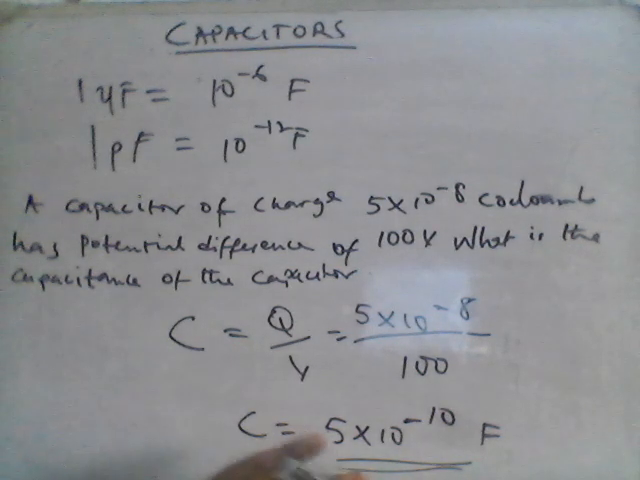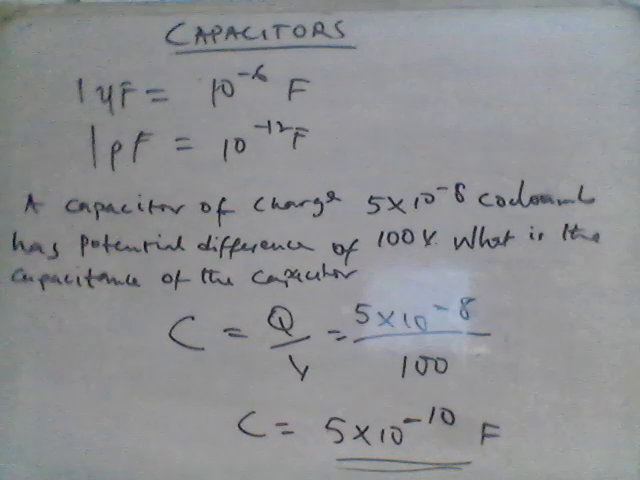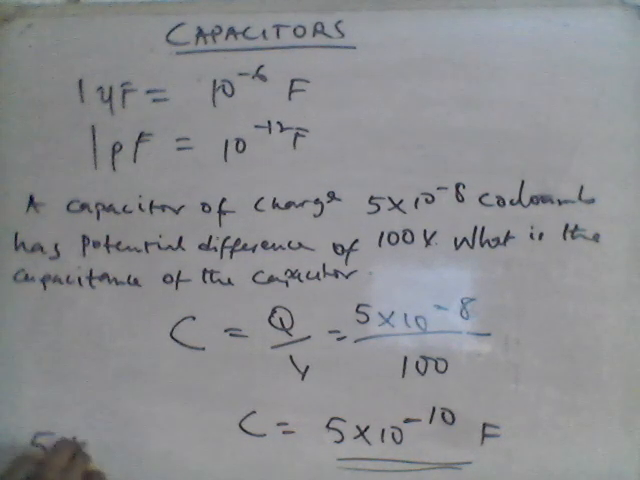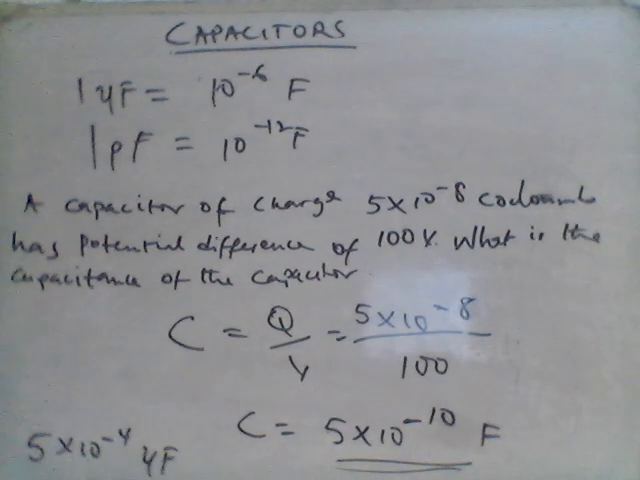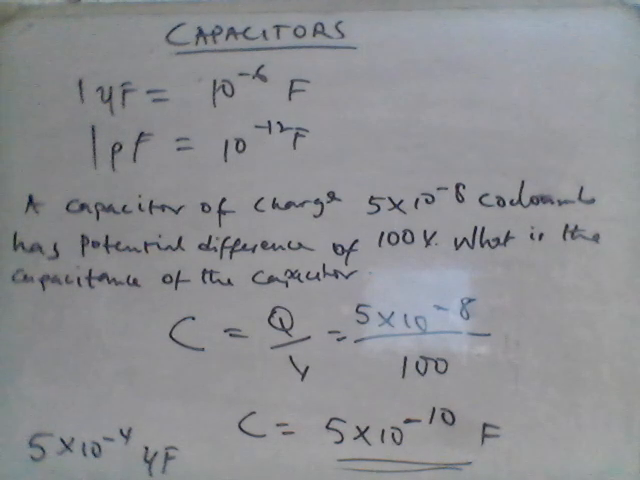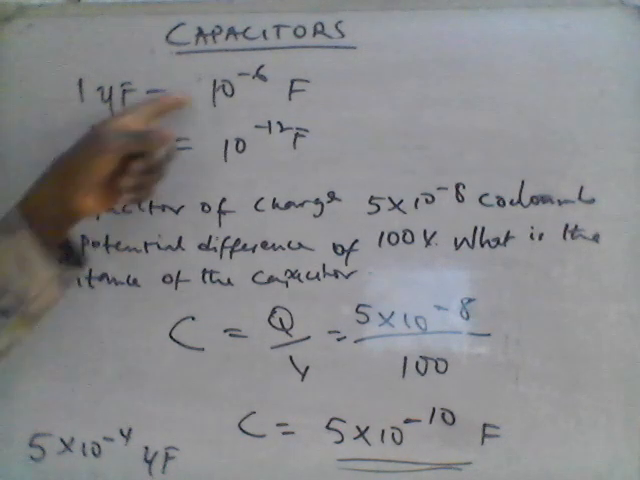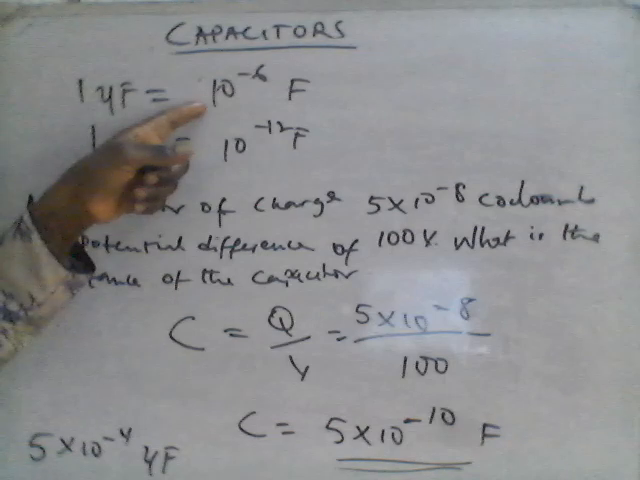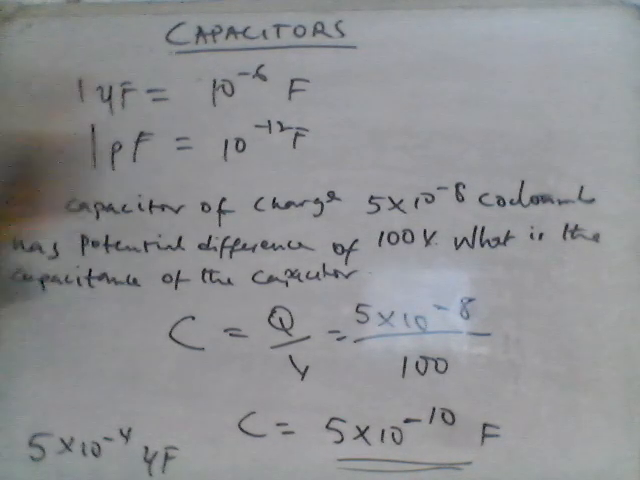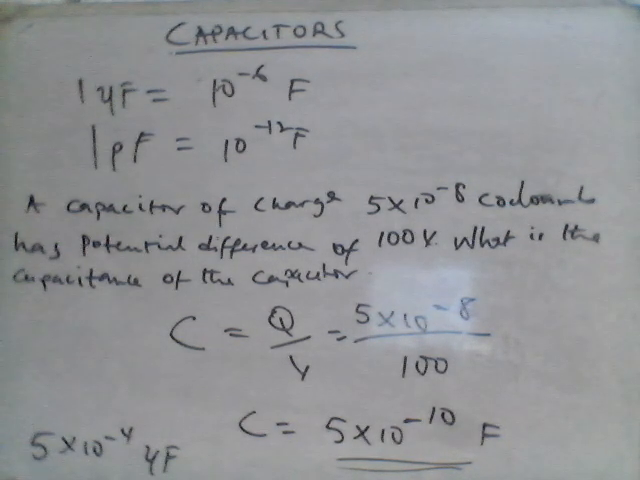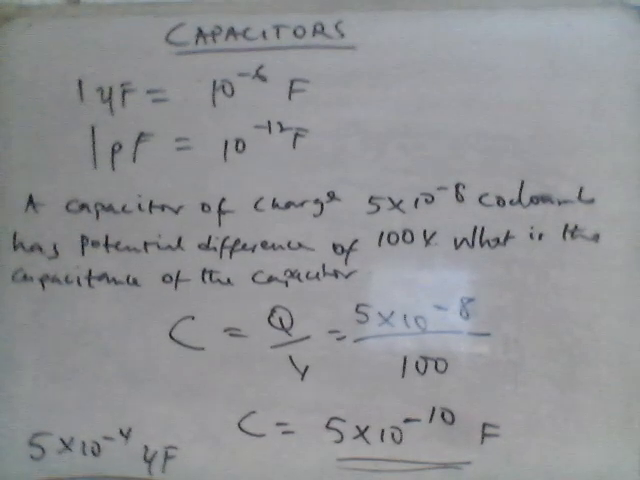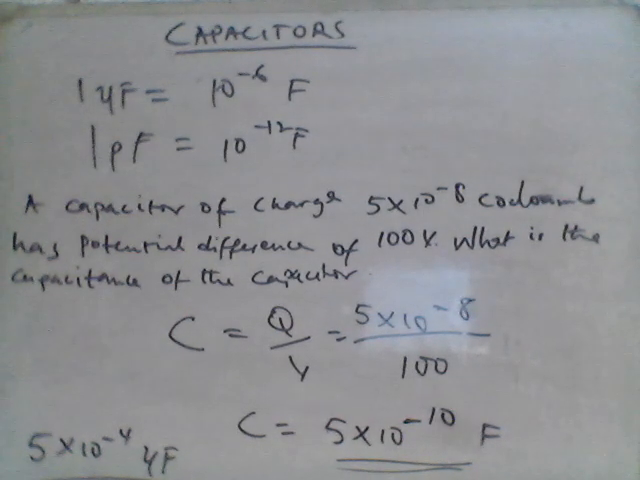And if you convert this one now to microfarad, what do we get? We get 5 times 10 to the power minus 4 microfarad. Why? Because you just divide this one by this. When you do so, you get this. That's a microfarad. Most of the rating of capacitors in the market is in microfarad. Okay, so we go into the arrangement of capacitors in series and parallel.